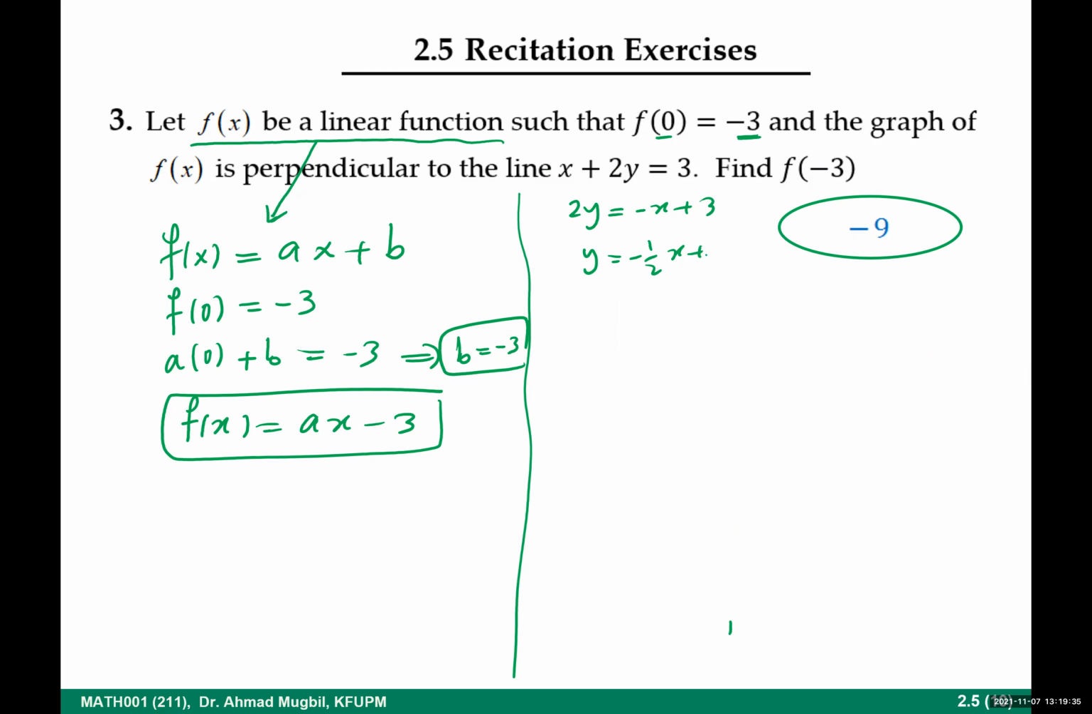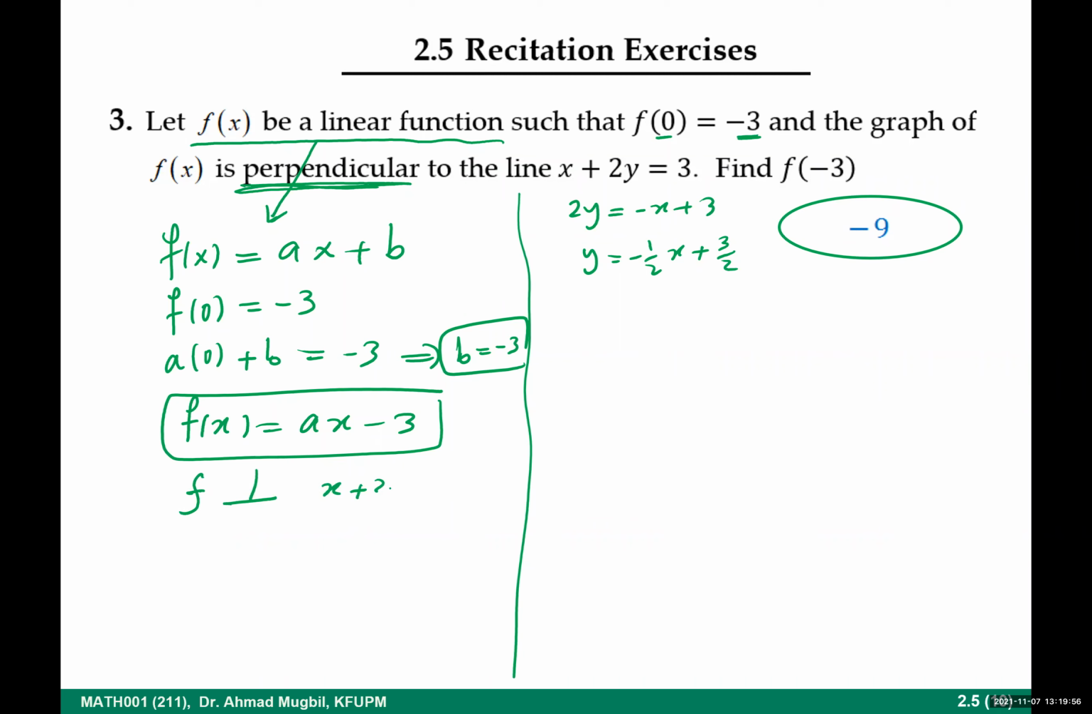Now let's find a. What is a, Shabab? A will be the negative reciprocal, because it is mentioned here that they are perpendicular. Our function is perpendicular to this line. Let me write it this way: our function is perpendicular to the line x plus 2y equals 3. Since the slope of this one is -1/2, our a, the slope of our line, is the negative reciprocal of -1/2, which is 2.